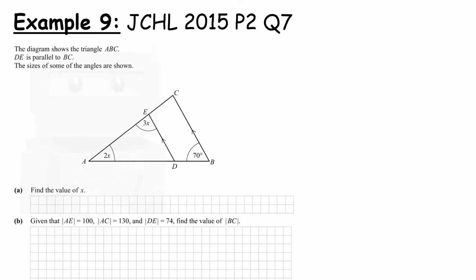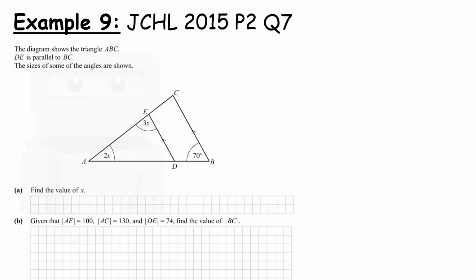So example 9 is from the Junior Cert Higher Level 2015 paper 2, and it was question 9. It says the diagram below shows the triangle ABC. It tells us DE is parallel to BC, which we can see with the arrows on the lines indicating that. And the sizes of some of the angles are shown. So the first question it wants us to do is to find the value of x.